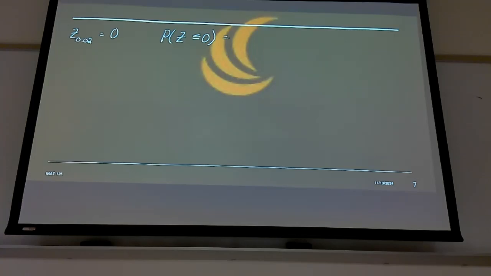0.5. And how do you get 0.5 without looking at the chart? It's a property of the normal distribution. Half of the area is to the left of 0, the other half is to the right of 0. It's symmetric about the mean, 0.